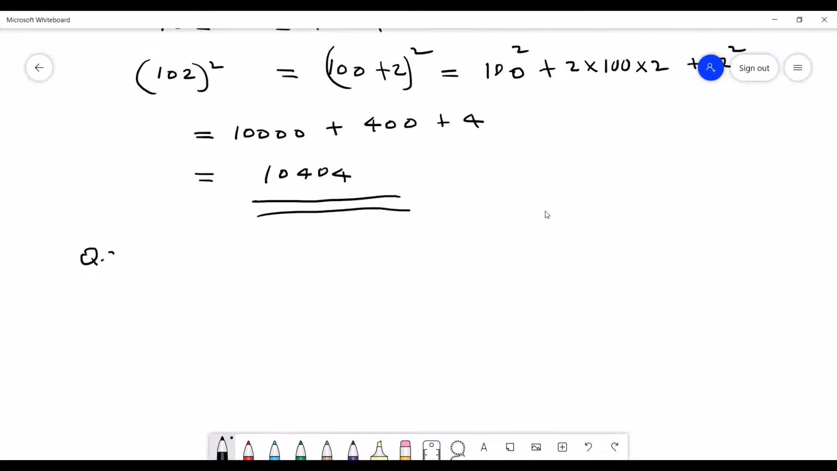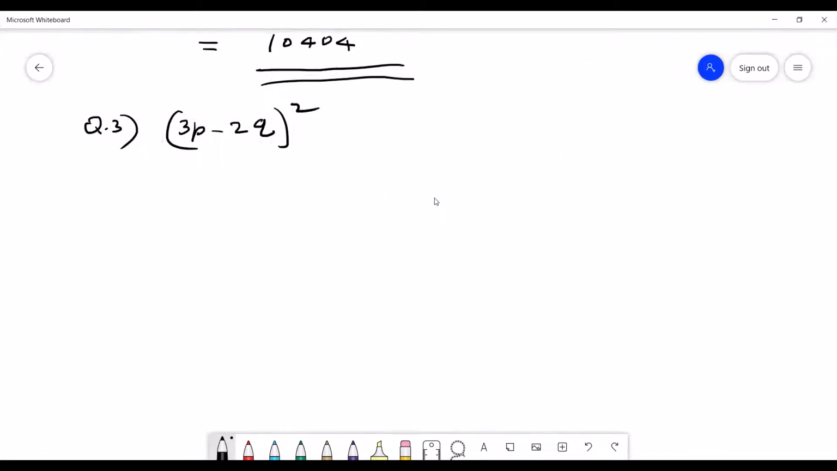So let us consider one more question. See, I am having a question here. This is 3p minus 2q whole square. Suppose we have to find it. We have identified that applying the algebraic identity makes it very easy to find the answer, so I am not going in the normal way of multiplication. I am directly going to apply the algebraic identity. I will find the suitable algebraic identity first, thereafter we'll apply that identity here.